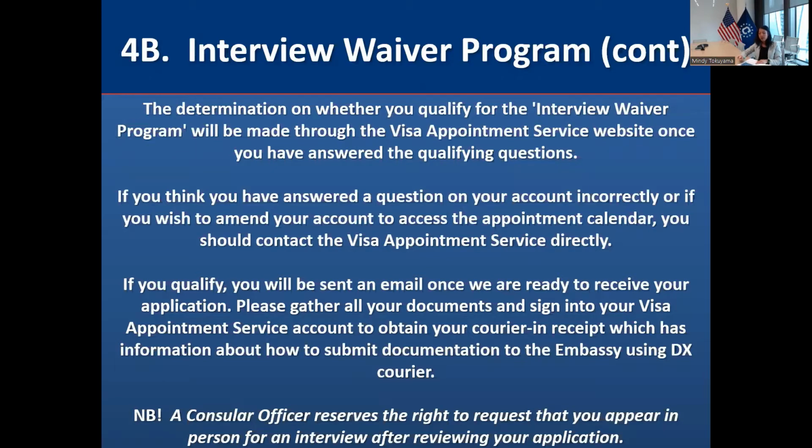So if you are determined to qualify for the IWP, and you submit your application, you'll then be placed into a virtual queue, meaning you'll pretty much just wait for an email from us. I think the wait time right now is about 1 to 2 weeks, at which point you'll receive an email from us to submit your documents via courier. The documents must be mailed using our contracted DX courier. You cannot use a different courier, nor can you drop off the documents physically at the embassy.